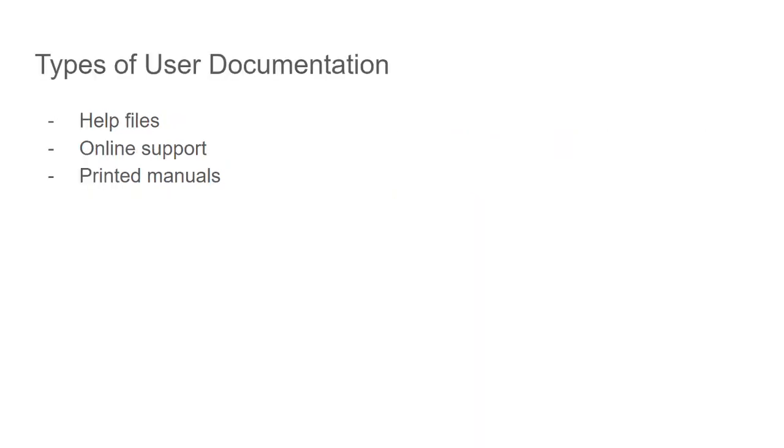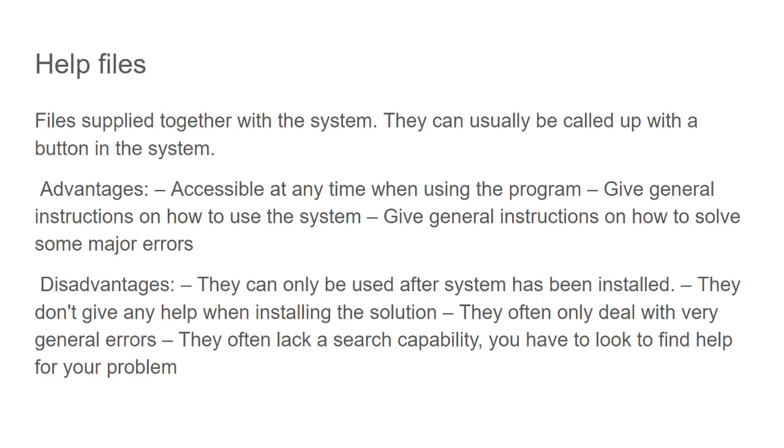These are some types of user documentation: help files, online support, and printed manuals. Help files are files supplied with the system. Usually they will come up with a button in the system. Some advantages are that they are accessible anytime. They give general instructions on how to use the system, and they can solve the major issues or errors. The help file is more like the frequently asked questions.